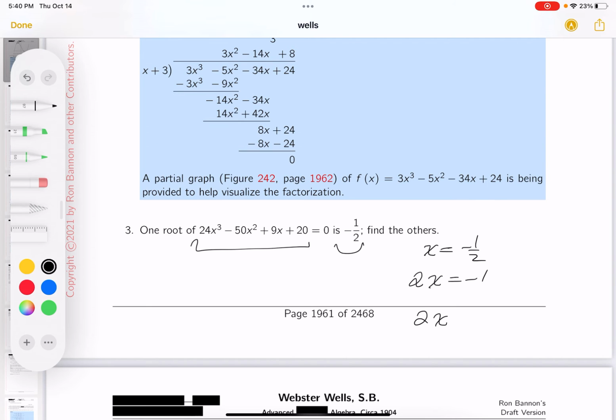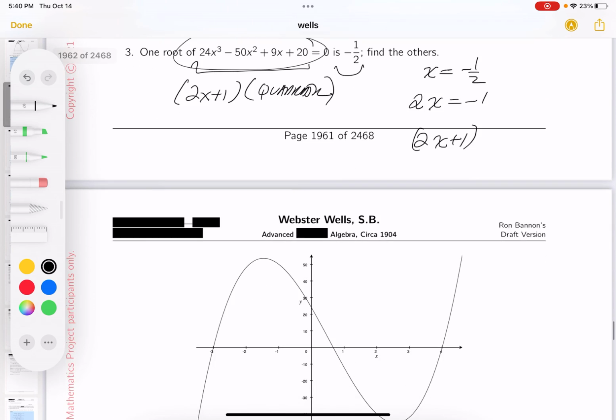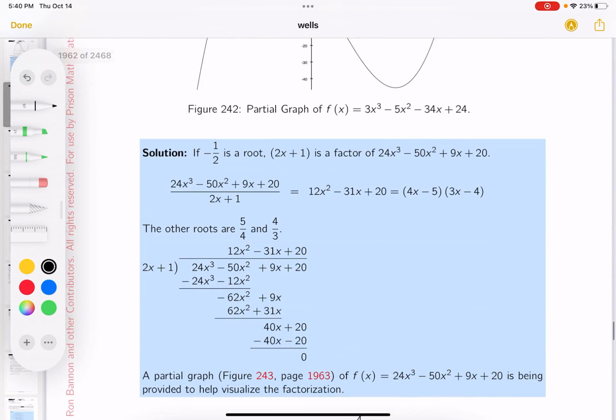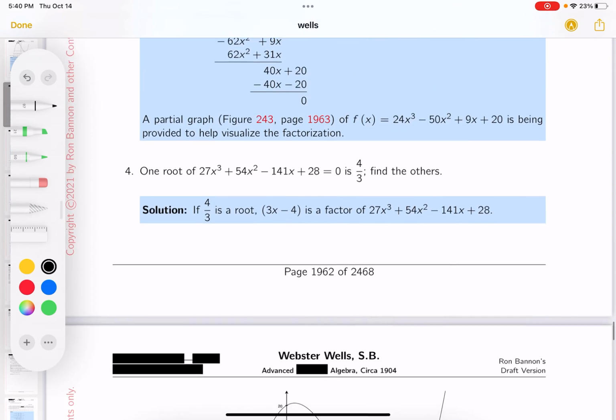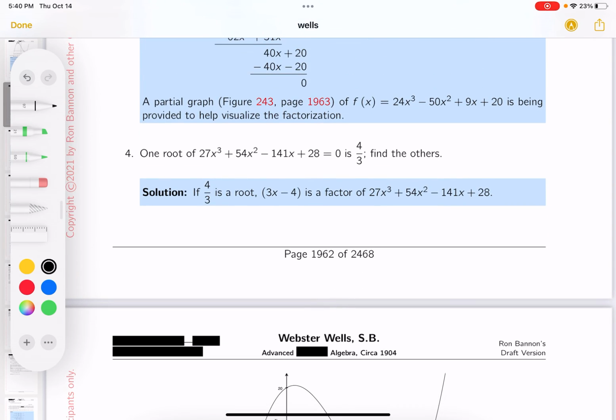and the factor would be 2x plus 1. What am I claiming over here? 2x plus 1, and then you got to find out the missing quadratic. This would be quadratic. How do you find that? You divide it into this thing over here. And again, you get a rough picture. All the work is down there, including the division. You can do that.